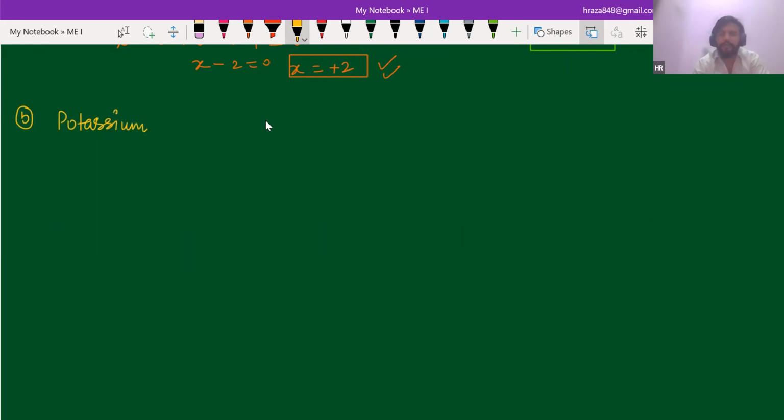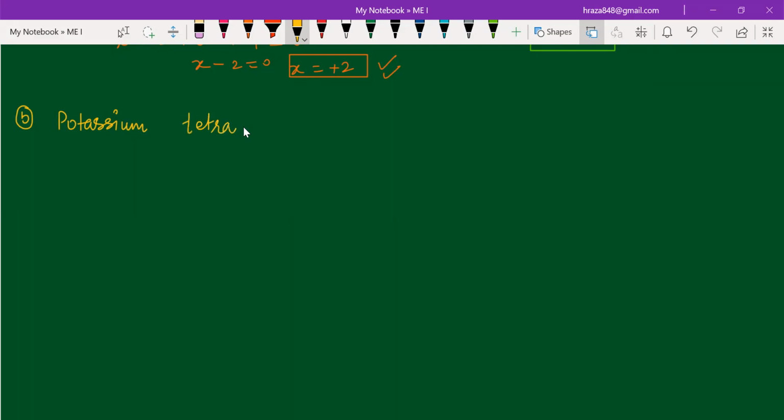See, whenever there is a space in the nomenclature, if something is written first, that means it is a positive counter ion, and if it is written at last, like chloride, it will be a negative counter ion. Is that clear? Sir, could you repeat? Yeah, wait a minute. Let me write it and then I will repeat.